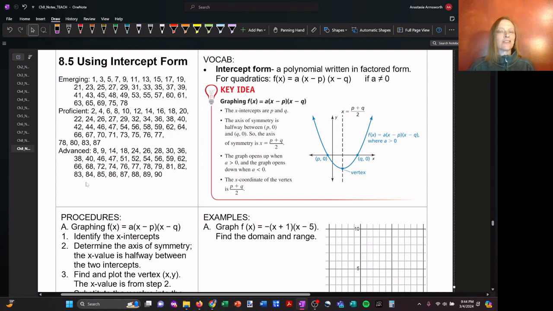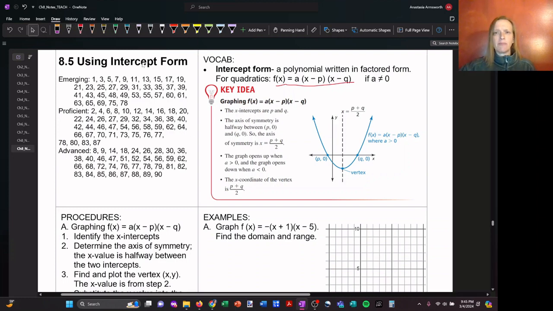Hi, folks. In this next section, we're going to learn yet another form of equation for quadratics and how to graph using that form. So here we are looking at intercept form, and intercept form looks like this. F of x equals a, some constant, times x minus p, some constant, times x minus q, another constant. And this is really just a polynomial written in factored form, which hopefully you remember from chapter 7. And so we're going to learn how this factored form can be useful when trying to graph quadratics.